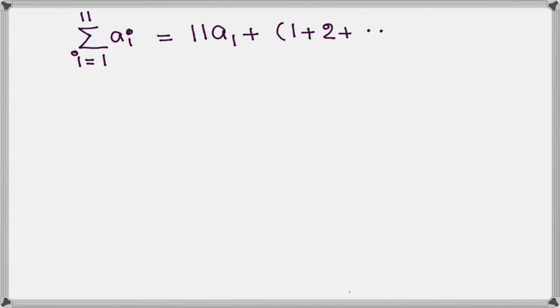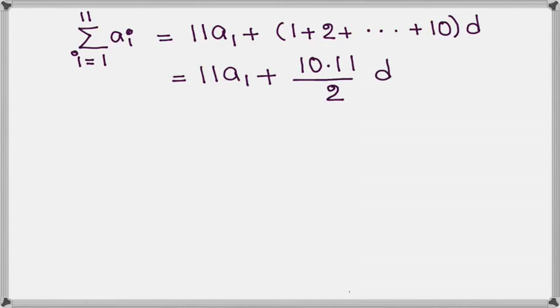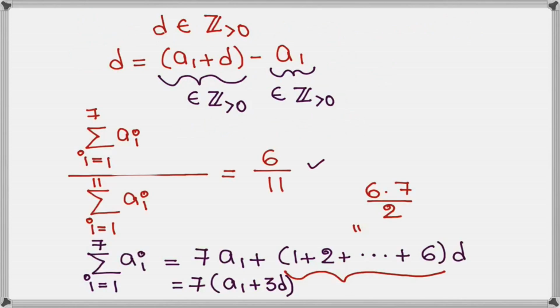Next, we consider the sum over I running from 1 to up to 11 AI. This is equal to 11A1 plus 1 plus 2 plus so on and so forth up to 10 into D. So this is 11A1 plus 10 into 11 divided by 2 into D. So this sum turns out to be 11 into A1 plus 5D.